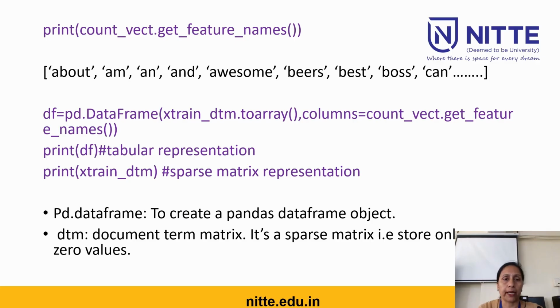So once we do that with the bag of words, we are converting it into a tabular representation. In a sense, we are converting it to an array by using the pd.DataFrame parameters, because we need to have a data frame object. It is called a document term matrix, which I already said is a sparse matrix. It only stores the non-zero values.